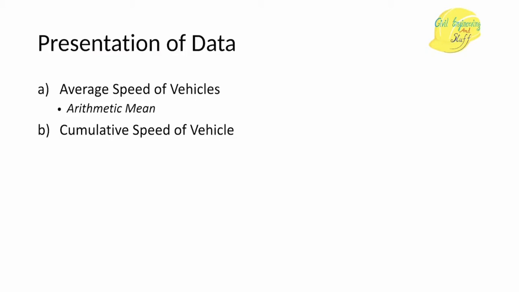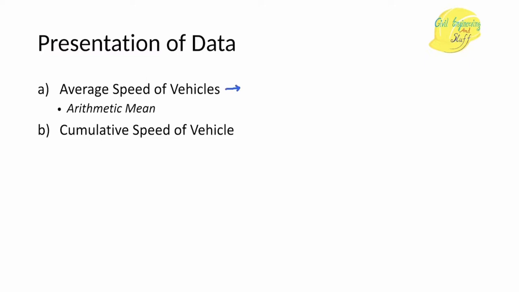Now let us discuss the data that we have collected, and how these data are represented. So your spot speed data are represented first of all by the average speed of the vehicle. This is the most basic way of representing the spot speed data. Whatever number of readings we have recorded, we will find the average of that. Suppose for example we have a number of readings.